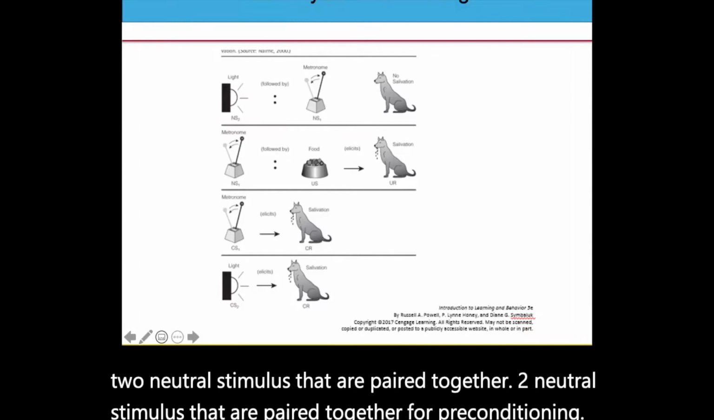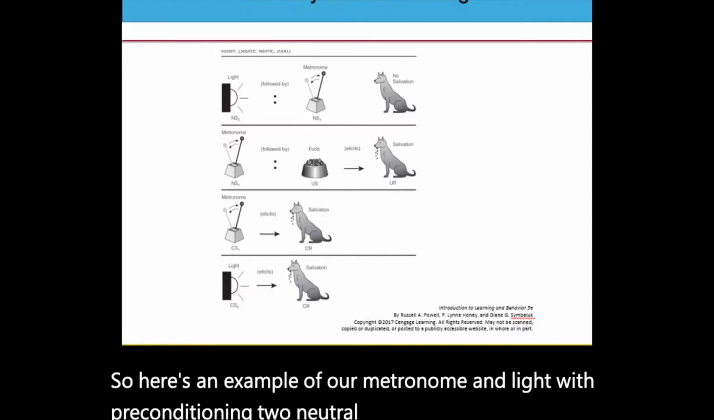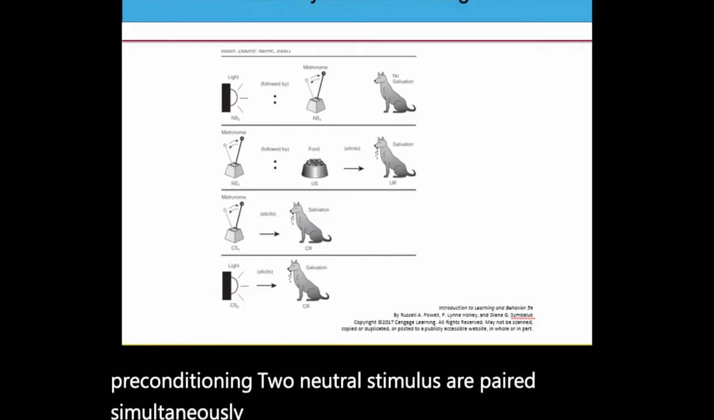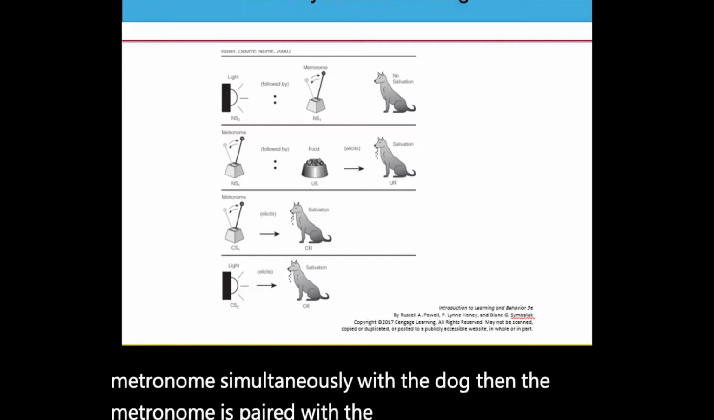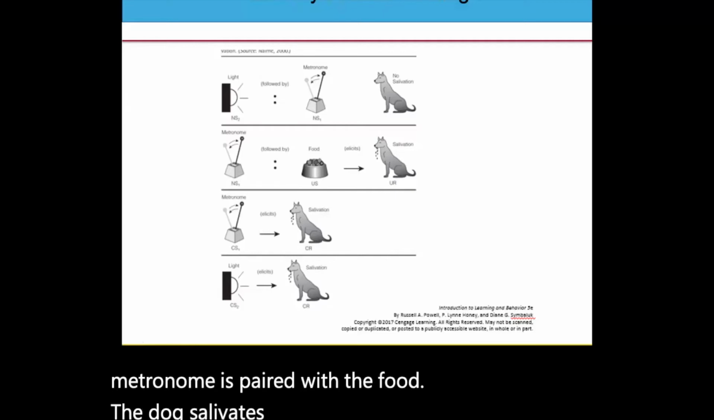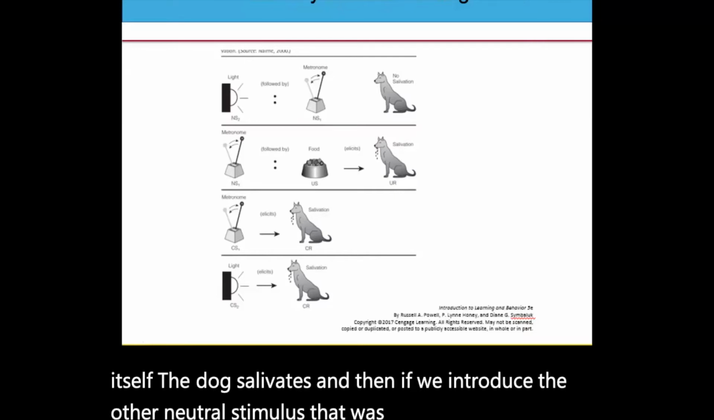So here's an example of our metronome and light with preconditioning. Two neutral stimuli are paired simultaneously: light, metronome, light, metronome, light, metronome, simultaneously with the dog. Then the metronome is paired with the food. The dog salivates. Then the metronome is presented by itself. The dog salivates. And then if we introduce the other neutral stimulus that was paired with the metronome, which was the light, the dogs will salivate.